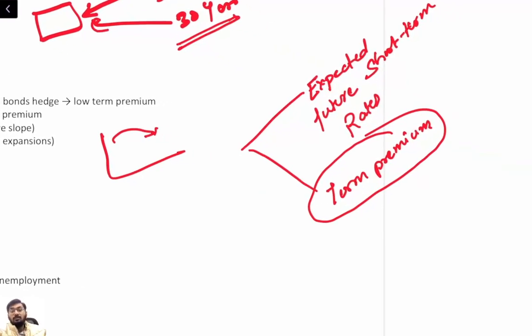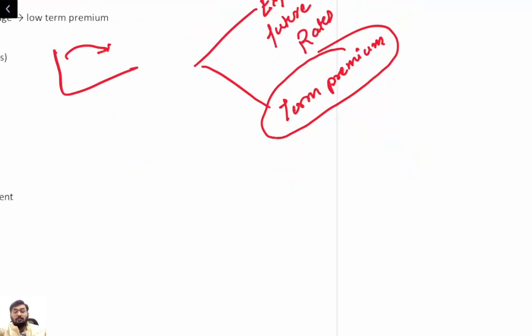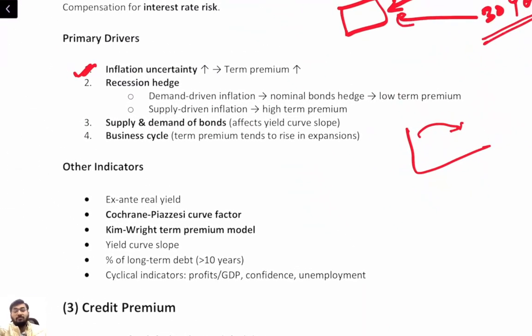Clear? Now term premium is usually positive. You will never find that term premium is negative. No. Empirical evidence suggests that term premium is always positive, because the longer the time, the more the risk. Clear? So it always increases with the duration. If the bond is of longer maturity, then the term premium is going to be higher. Clear? So there are four different drivers of the term premium. What are those four different drivers?